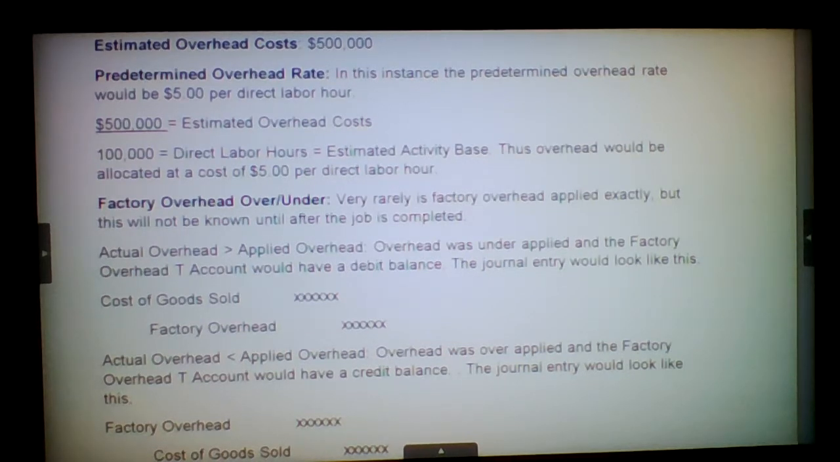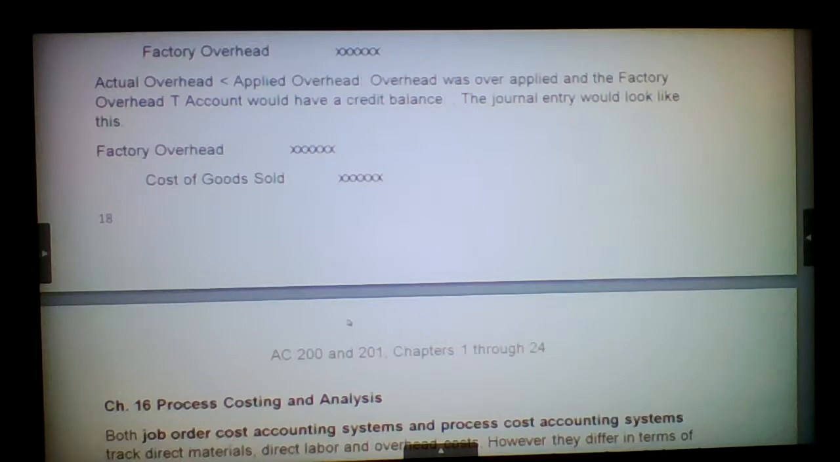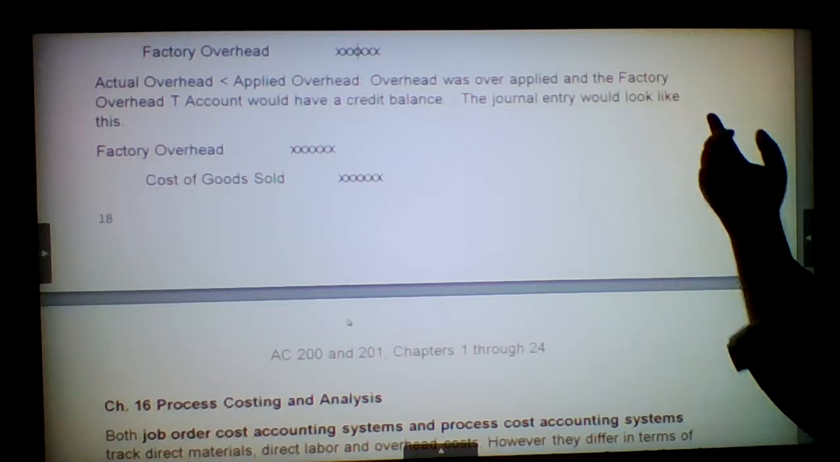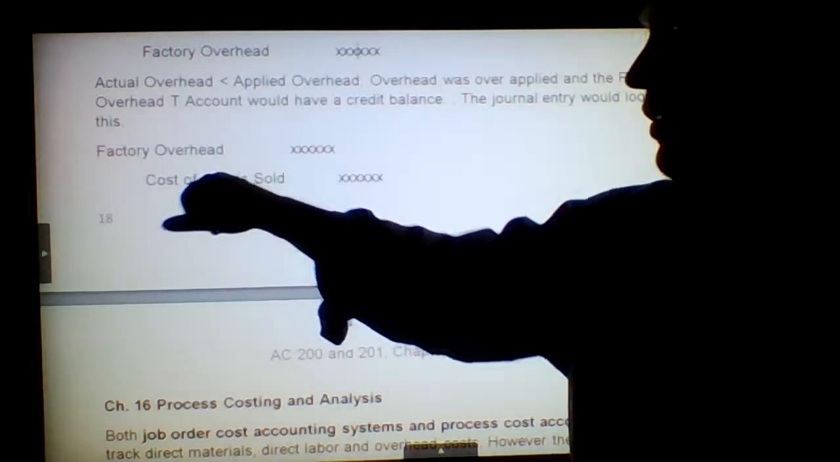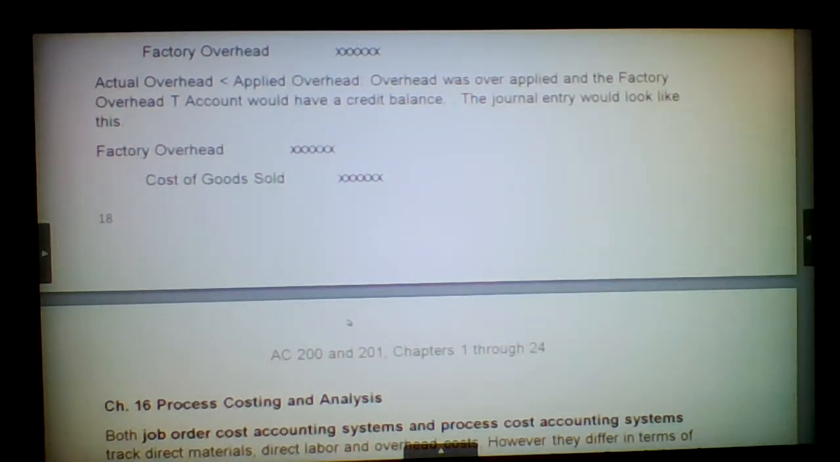If actual overhead is less than applied overhead, then overhead was overapplied and the factory overhead T account would have a credit balance. The journal entry would look like this. Factory overhead would be debited and cost of goods sold would be credited, which would effectively increase your profits because that meant that you applied more overhead than what you thought you were, so you got paid more.